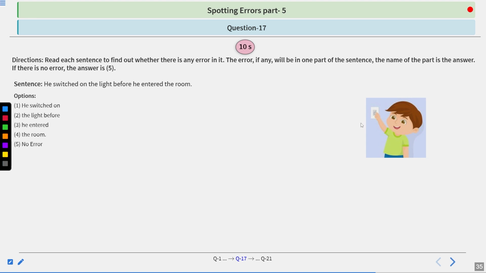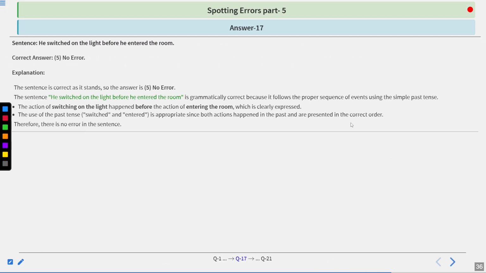He switched on the light before he entered the room. Options are given below. You have 10 seconds to spot the error. I hope you have answered. Let's look at the correct answer. The correct answer is 5, no error. The explanation: the sentence is correct as it stands. So the answer is 5, no error.